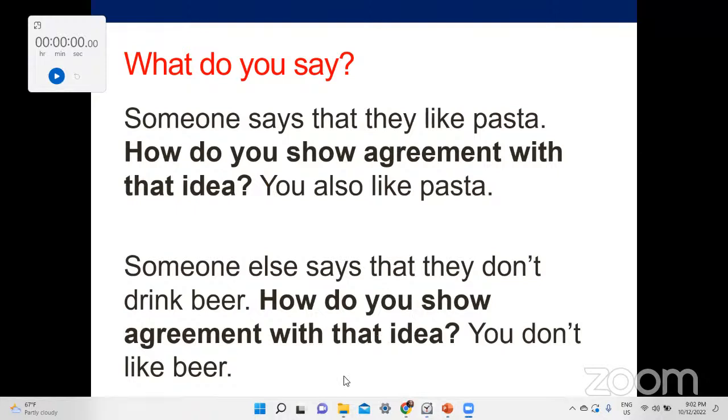Okay. What do you say? Someone said that they like pasta. How do you show agreement with that idea? You also like pasta. Someone else said that they don't drink beer. How do you show agreement with that idea? You don't like beer. Good.